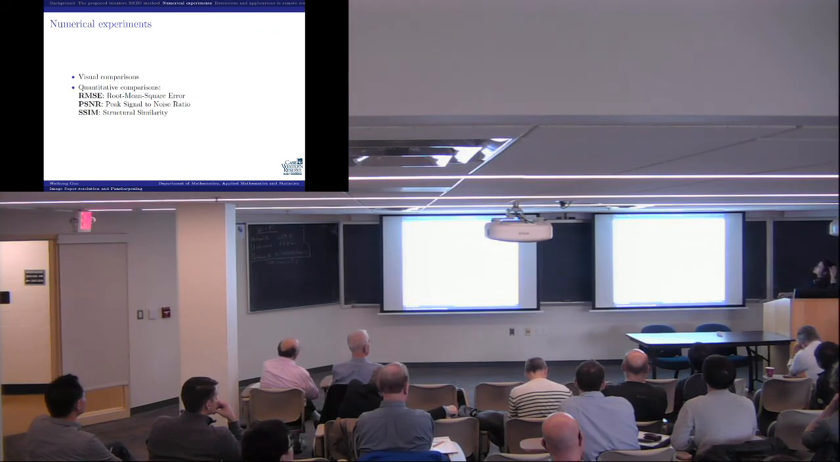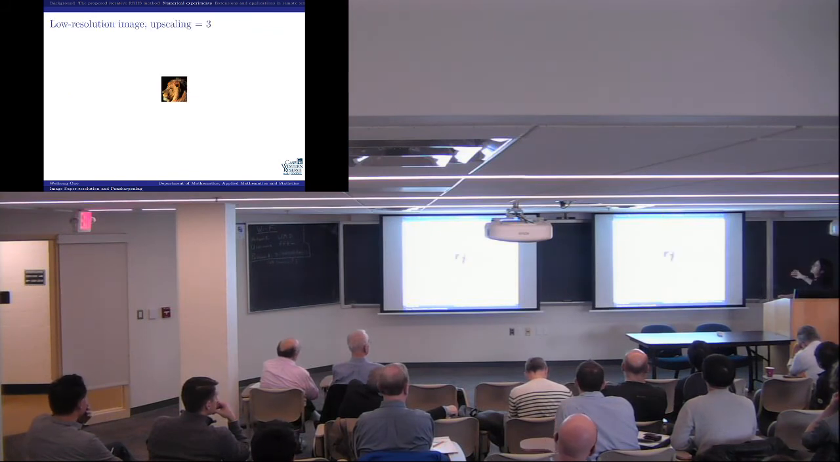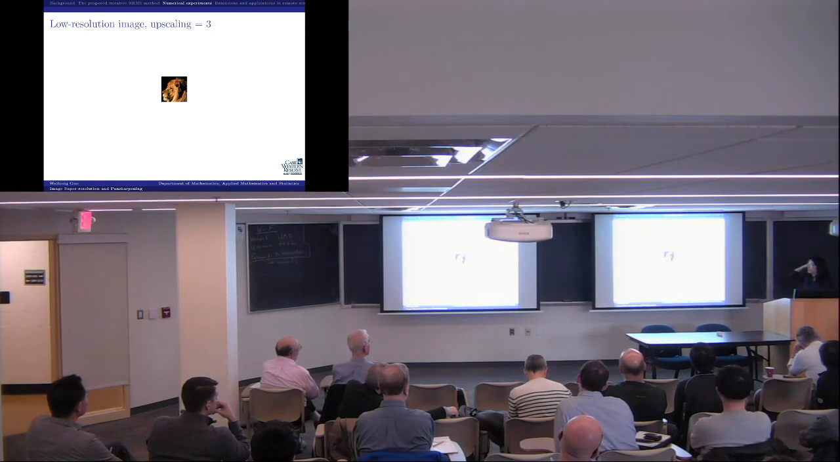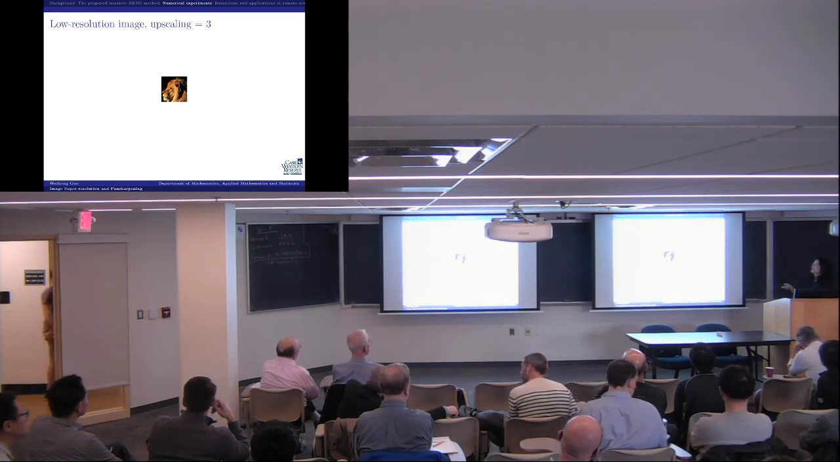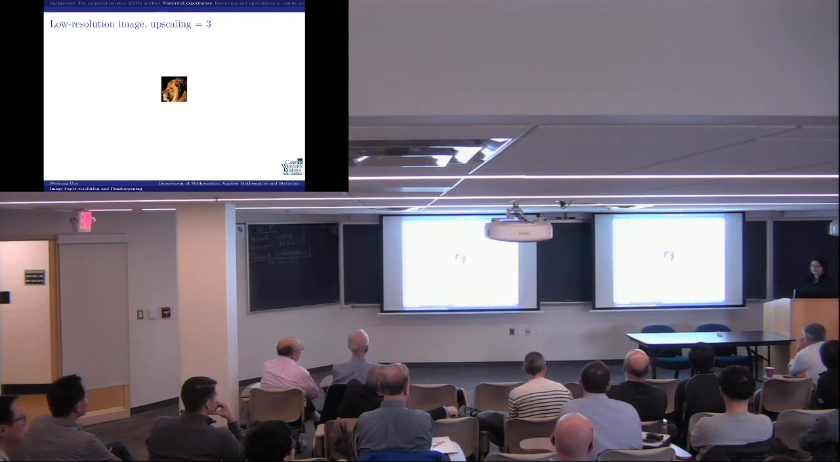So let's see some numerical experiments. We start from this low resolution image, which is a lion. It has some features, textures on it. By the way, this is my colleague Julia's favorite. Julia was a postdoc over here. She likes animals.